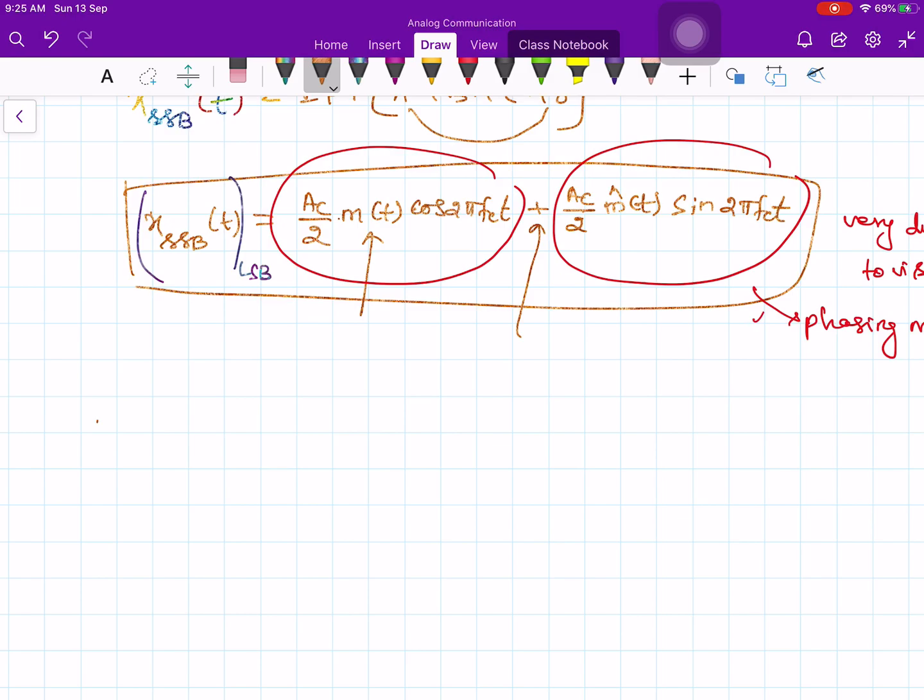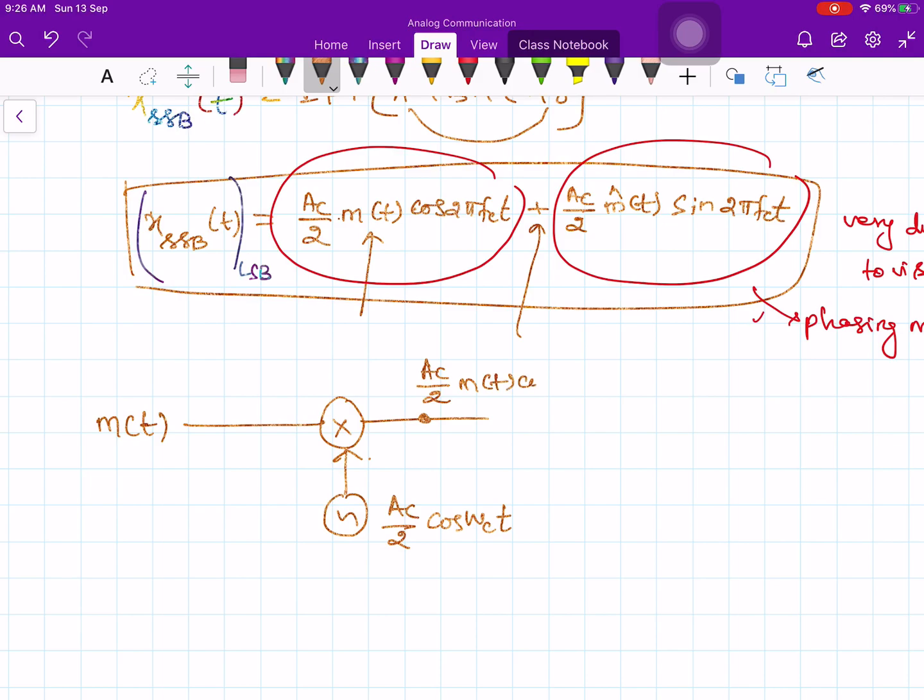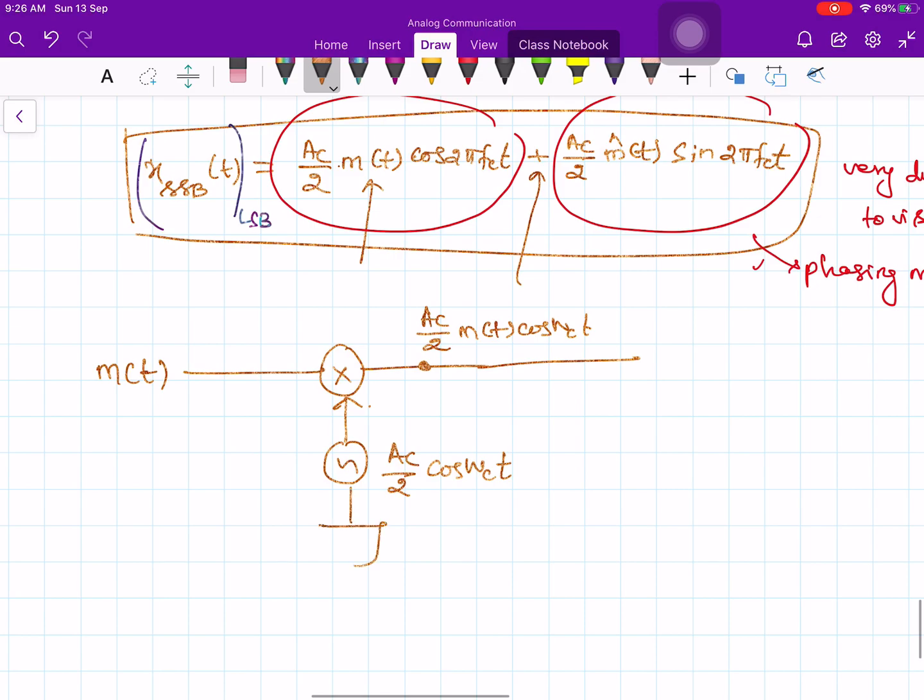Now m of t is given to a multiplier. You have a source, let us say the source is producing Ac by 2 cosine omega ct. What is the signal? Ac by 2 m of t cos omega ct. That's it. Now here you put a 90-degree phase shift, so that you will get Ac by 2 sin omega ct.